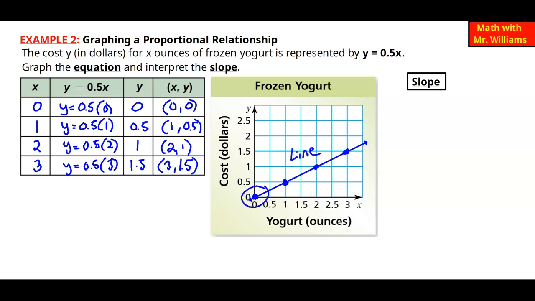So then we have to find the slope. Well, the slope is the easy part. y equals mx. It is the m in that equation. So therefore, our slope is 5/10.